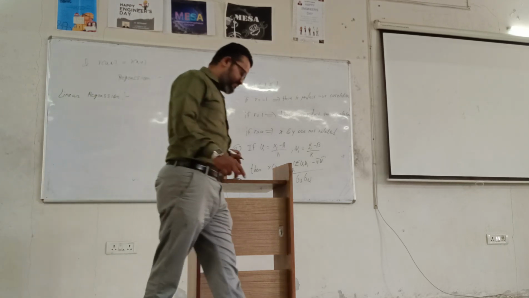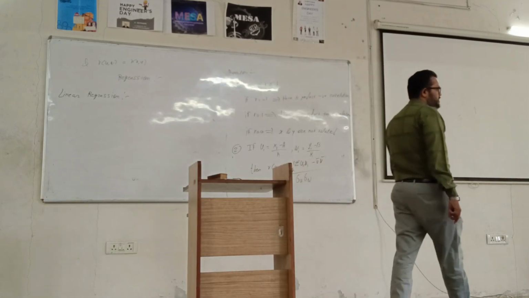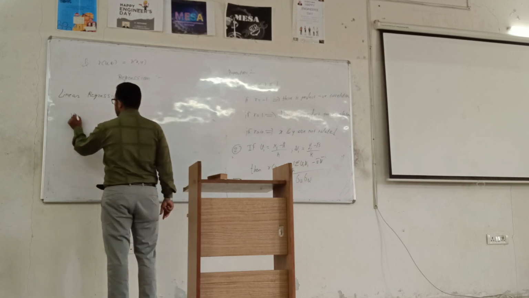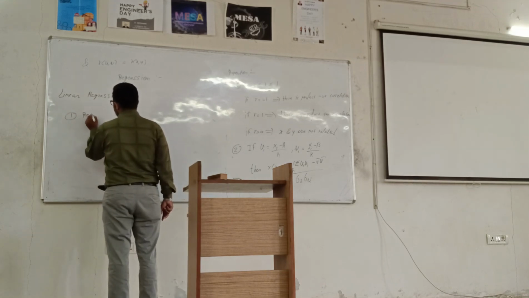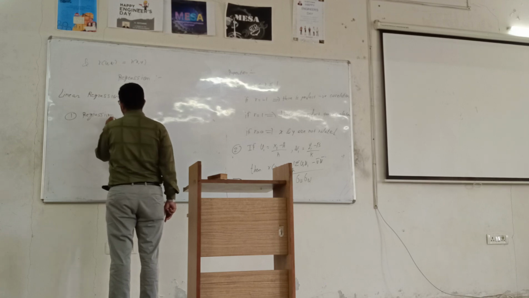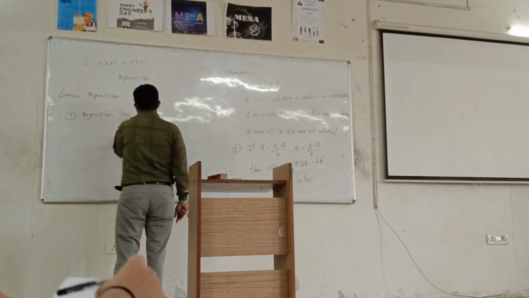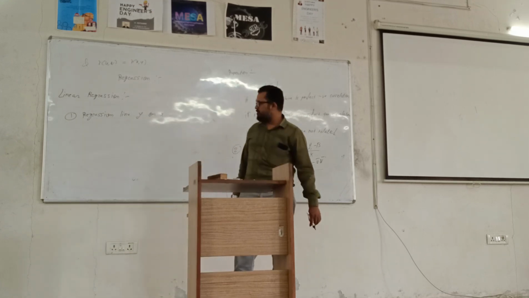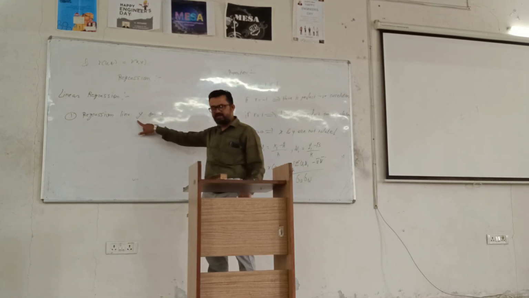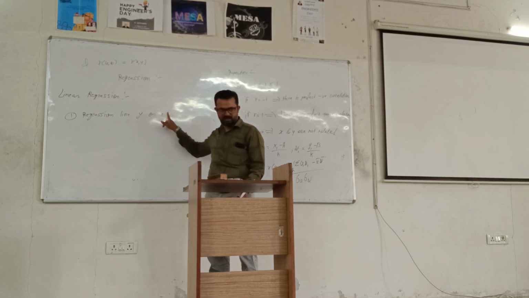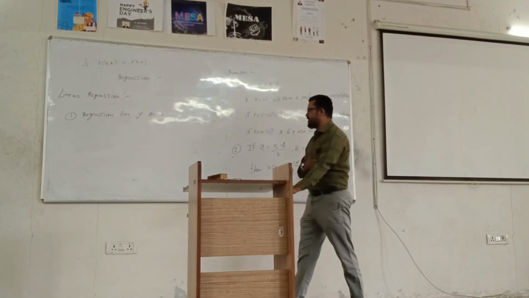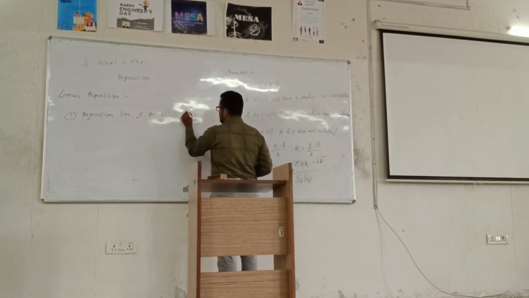First one: regression line Y on x. Now you just need to remember which variable is coming first, after that on and x. Y on x, and the second will be x on y.